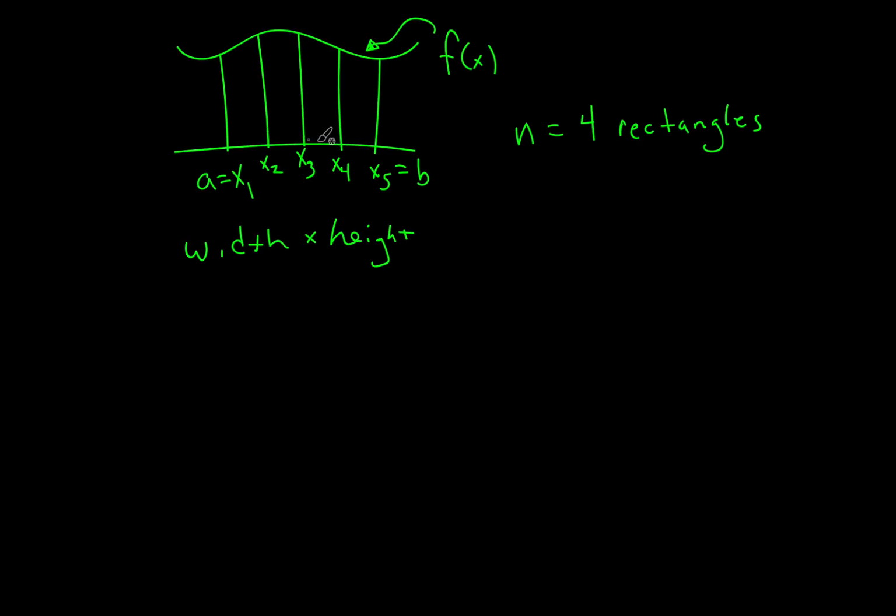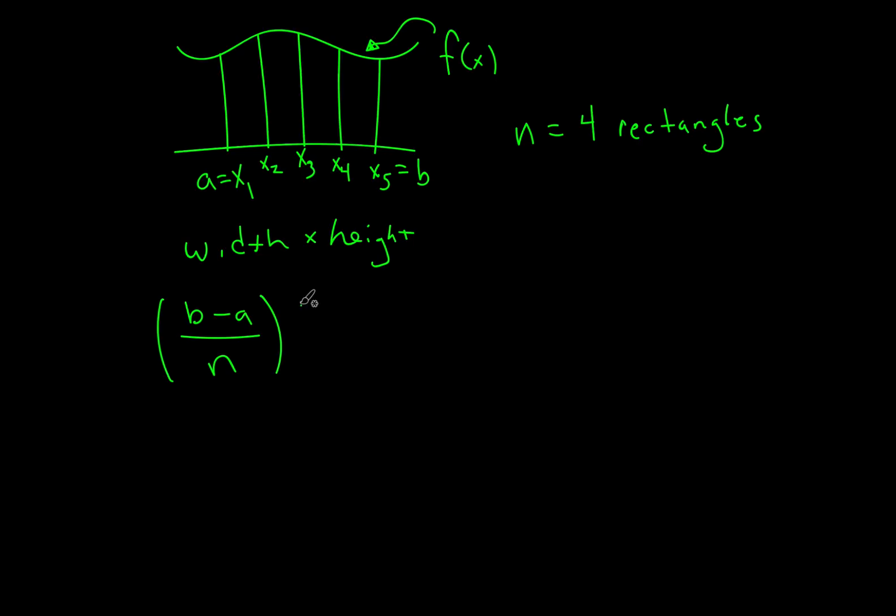To find the width of 4 equally spaced rectangles, the width of this entire thing is the difference between this point and this point, or b minus a. And we divide that up by however many rectangles there would be here. In this case there's 4, so it would be b minus a over 4, but in general it would be b minus a over n, where n is the number of rectangles. Okay, so there's an expression for the width of all of these rectangles.